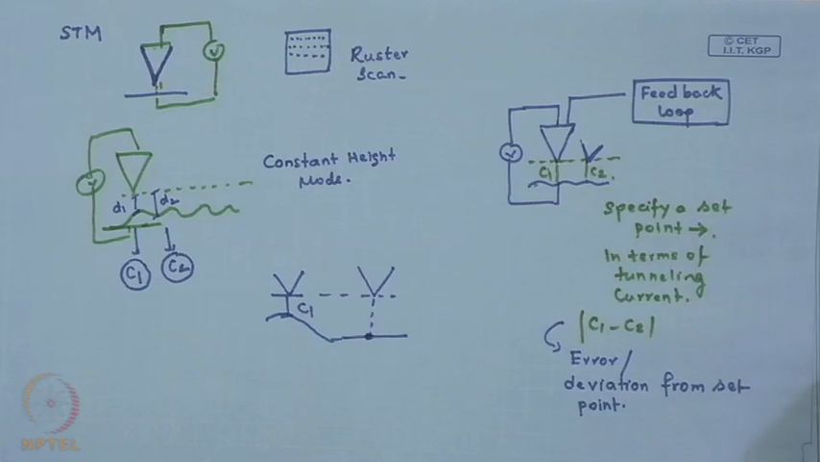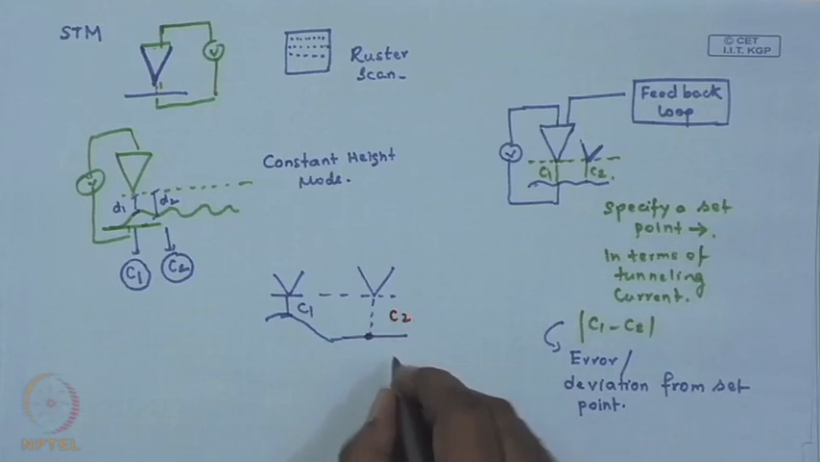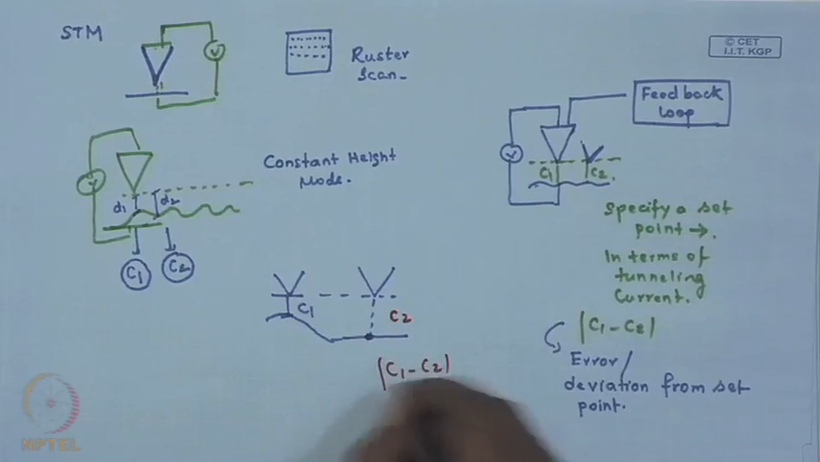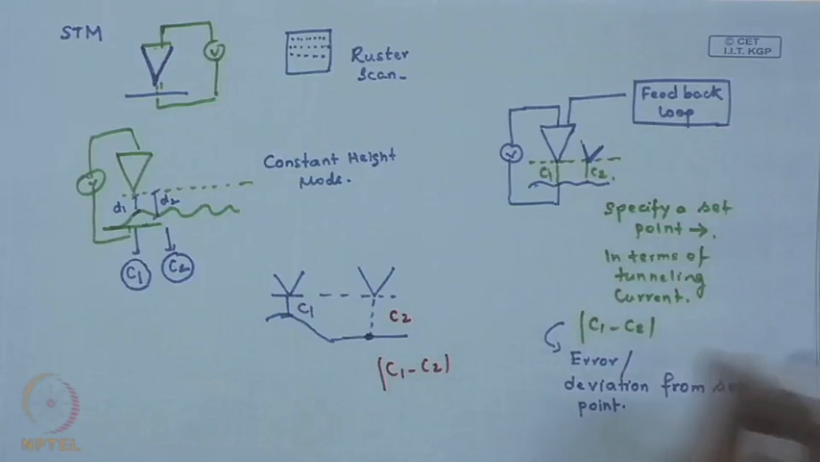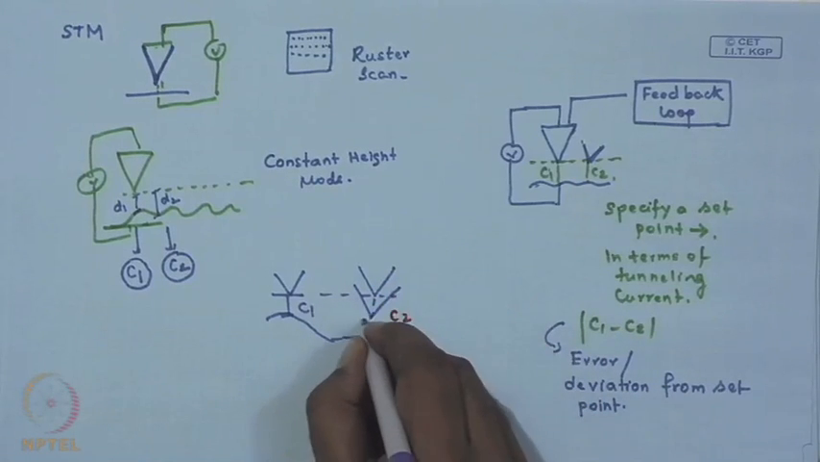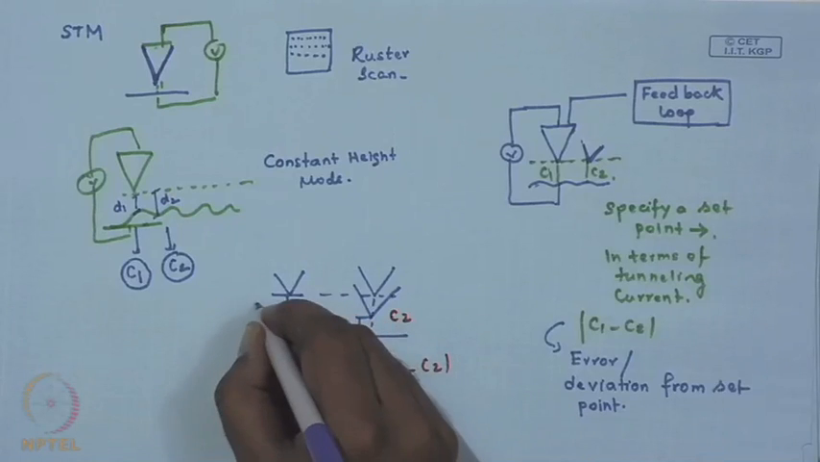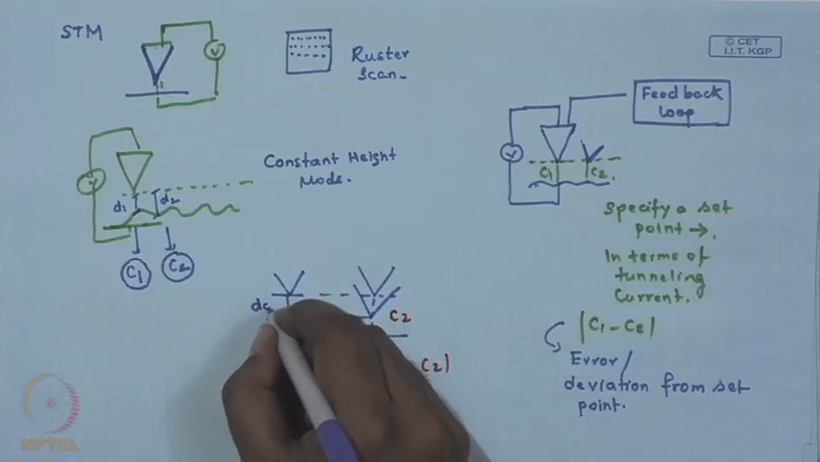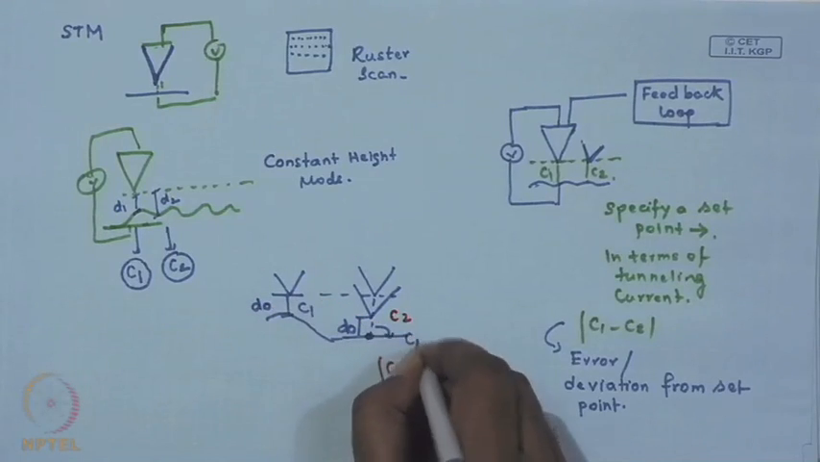So, the current has reduced actually. Okay. So, this C1 minus C2 is now the error, and based on this the error is fed to the feedback loop, so that it allows the tip again to come back, so that this distance matches this distance here, and the current again becomes C1.